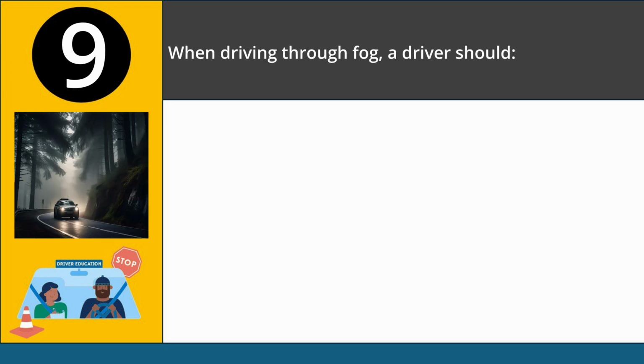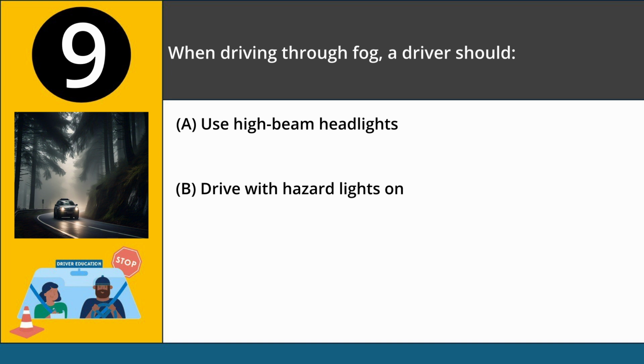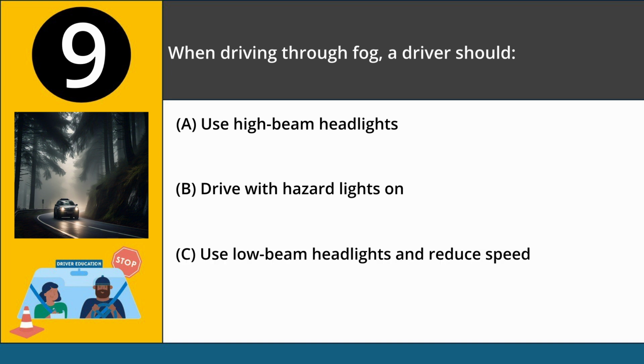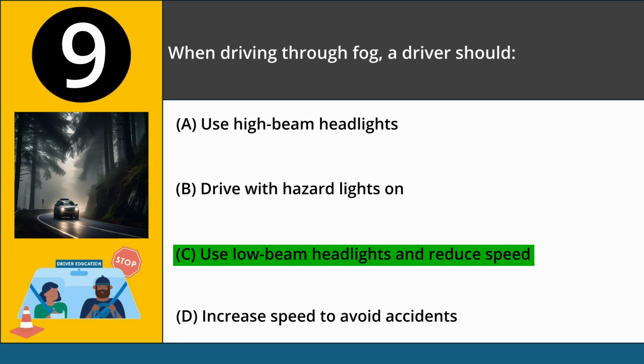When driving through fog, a driver should: A. Use high beam headlights. B. Drive with hazard lights on. C. Use low beam headlights and reduce speed. D. Increase speed to avoid accidents. Answer: C. High beams reduce visibility in fog due to light reflection.